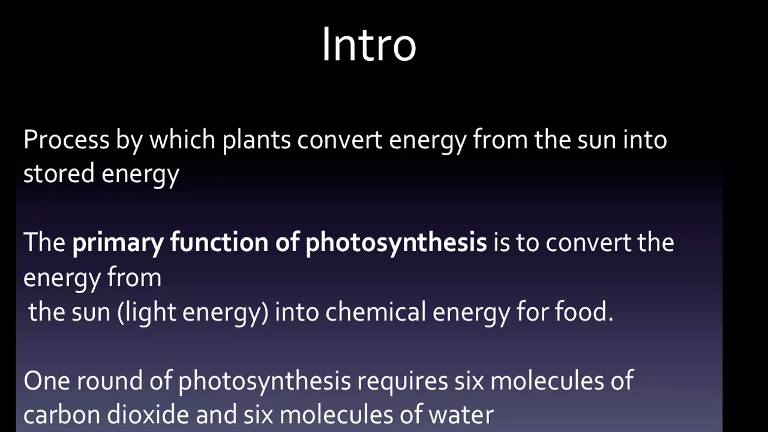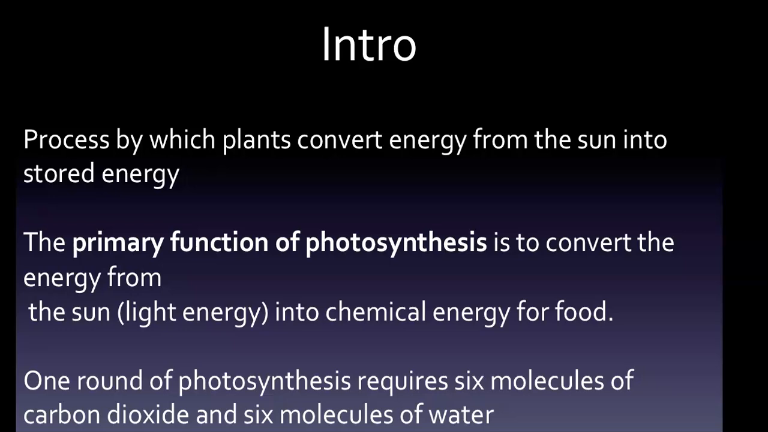Photosynthesis is the process by which plants convert energy from the sun into stored energy. Photosynthesis brings together carbon dioxide and water in addition to sunlight in order to make sugar molecules. The primary function of photosynthesis is to convert the energy from the sun, which we call light energy, into chemical energy for food.